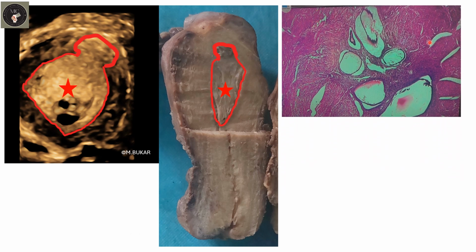Myometrium, endometrial glands, and stroma within the myometrium. Final diagnosis by the histopathologist: adenomyosis.